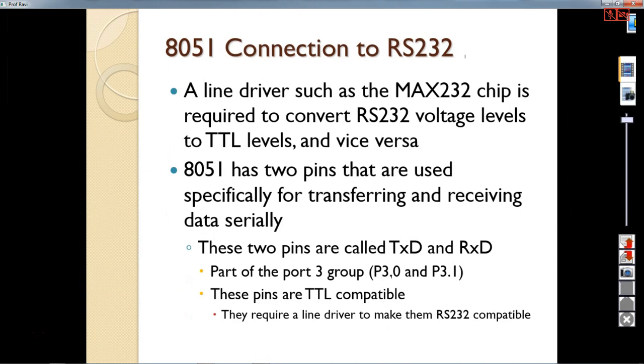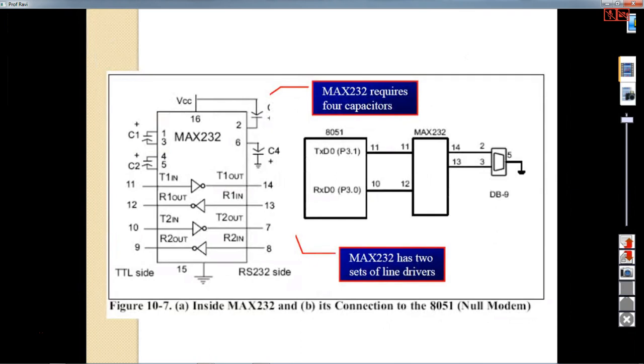These pins are TTL compatible, but we are transmitting the data to RS232, so that should be RS232 compatible. So then we need an IC, the MAX232, which requires 4 capacitors. The 8051 output we connect to the MAX232, and the MAX232 output we give to the RS232 DB9 connector for transmitting.